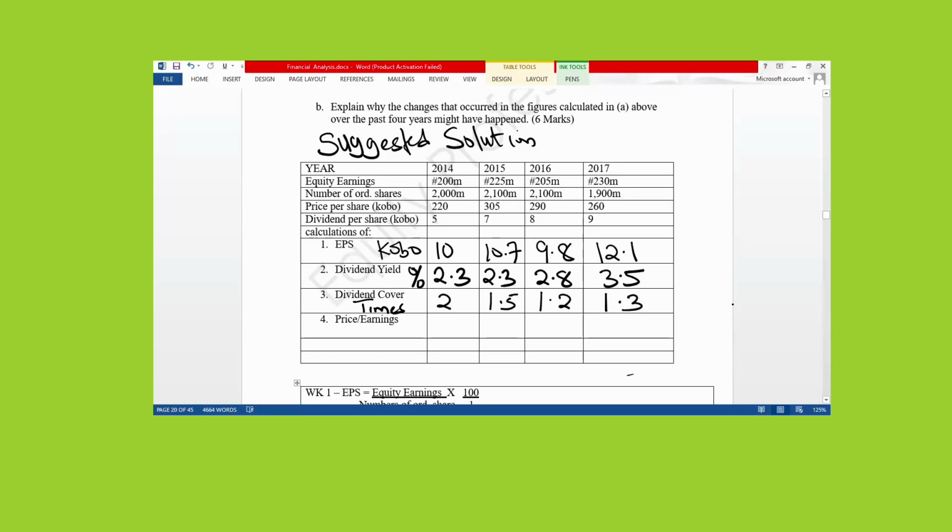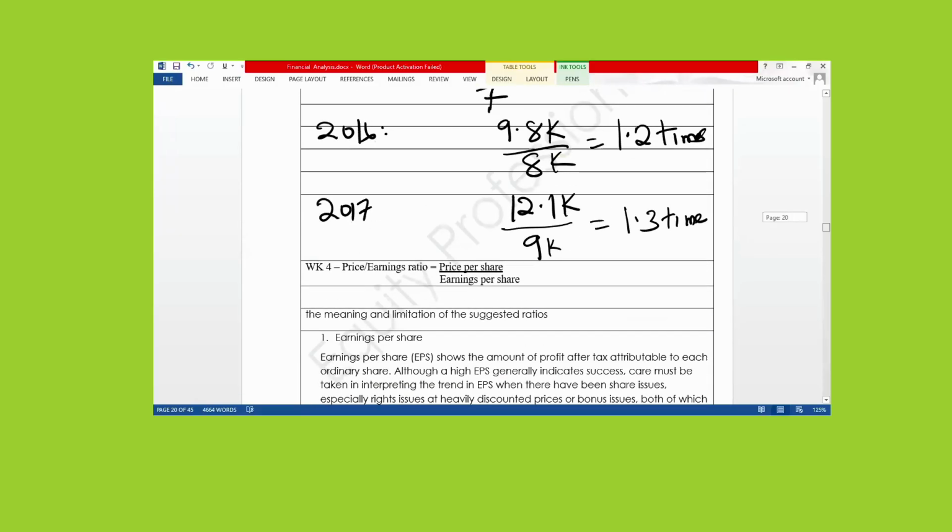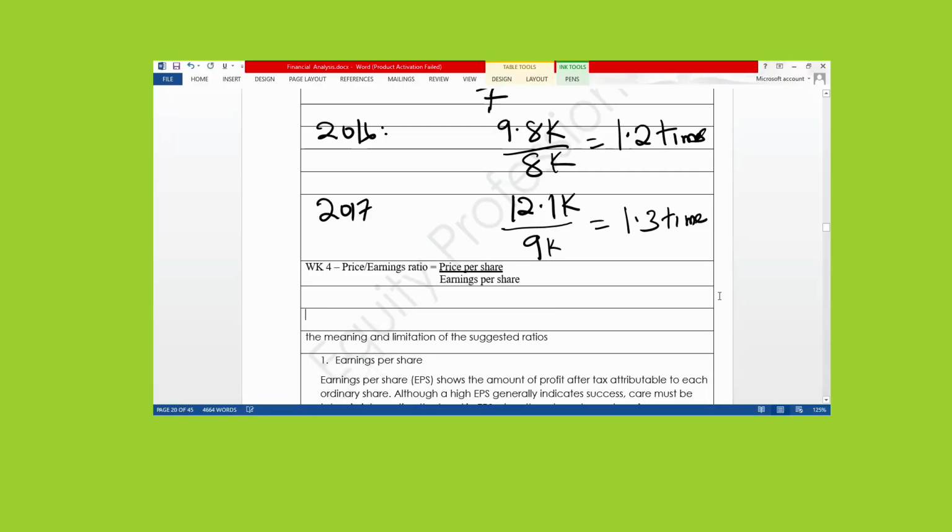Then lastly, price earning ratio. Your price earning ratio is calculated as market price per share divided by earnings per share. It is calculated in times. Our market value can cover earnings. Let us create space for the working.